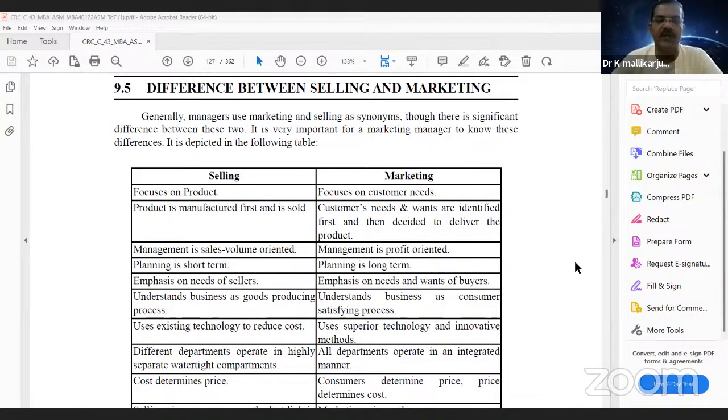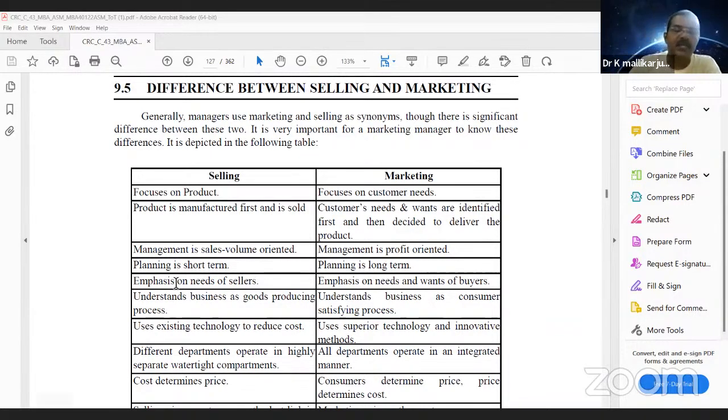So selling is a very short term concept. Short term planning is required, less than 1 year, whereas in marketing the planning is long term. It may be 5 years, 10 years, 15 years, 25 years, a longer period of market orientation. Selling emphasizes the needs of sellers, but marketing emphasizes the needs and wants of the buyers, nothing but the customers. It gives priority to customer needs, wants, and desires.